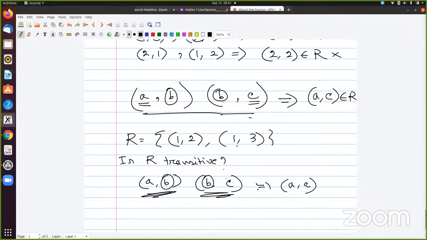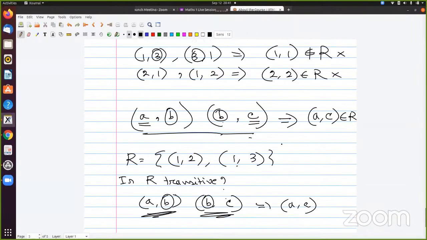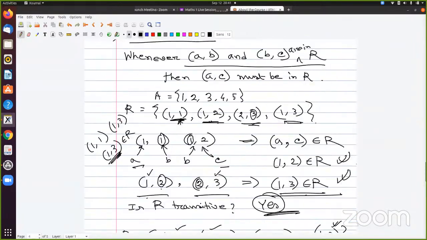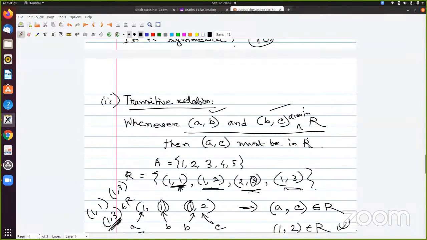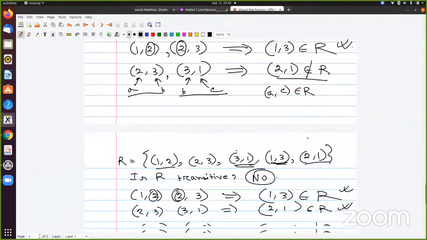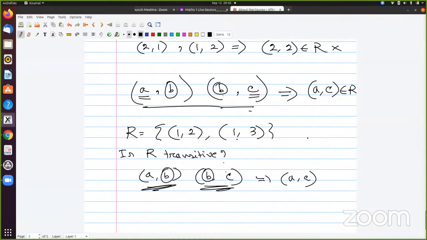Remember the definition I have written for transitivity: whenever this happens, then this must be there. But if those (A,B) and (B,C) are not there, then I don't have anything to check. So it is obviously transitive because we don't have any such element.